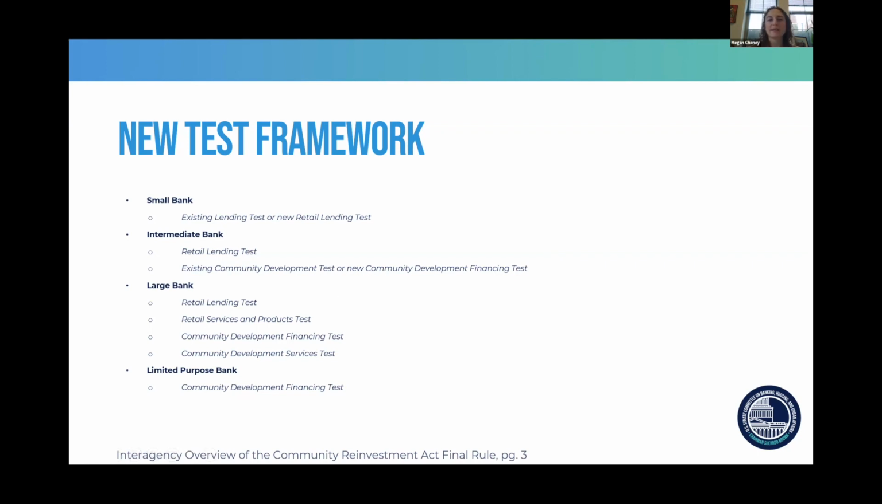And then large banks, they will have 4 tests that they will be looked at on when the regulators do their performance evaluations. They're a retail lending test, retail services and products test, community development financing test, and community development services test. Limited purpose banks, and those are ones that don't really engage in retail activity, things like mortgages, small business loans, they just are subject to the community development financing test.